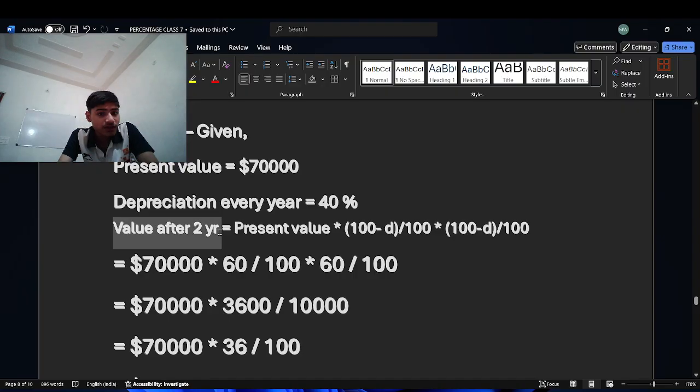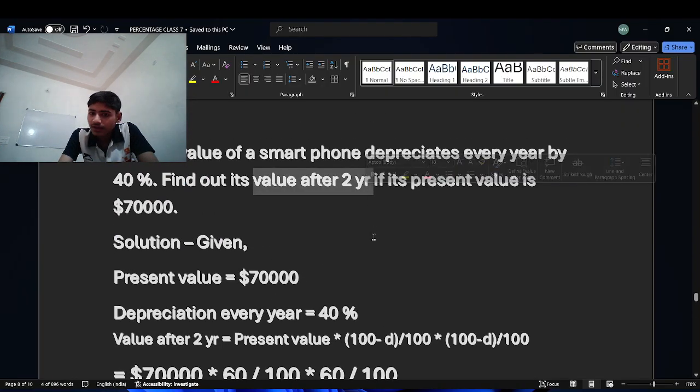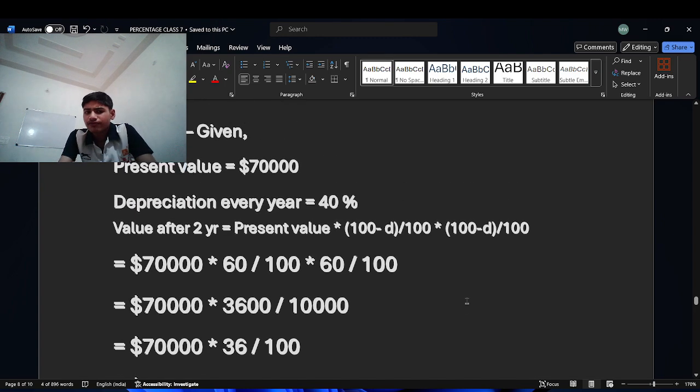Okay, value after 2 years: that is what you have to find. There can be any type of question: value after 1 year, 2 years, 3 years, 4 years, 5 years, 10 years, 15 years. Any number of years.